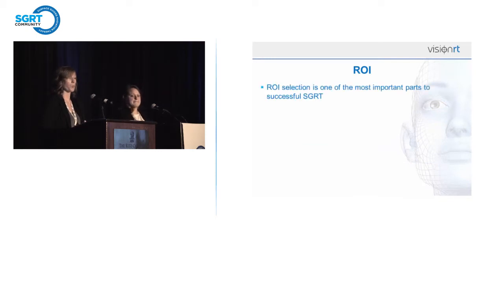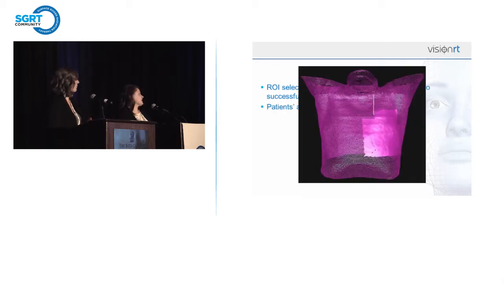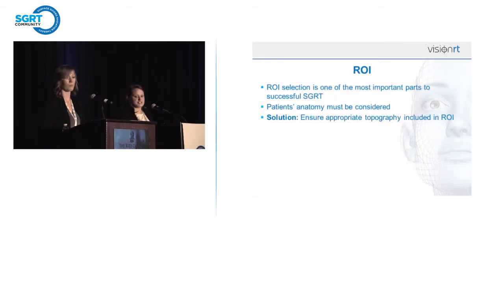Regions of interest. So region of interest selection is one of the most important parts to successful SGRT. A patient's anatomy must be considered. So for instance, again, our flat-chested patient, we don't have a whole lot of topography. So again, this ROI is probably not going to give us very good information, especially during our setup. We also might notice some issues during monitoring, and if we're doing any kind of ARC treatment, this ROI would not be sufficient. So our solution would be to ensure that we have appropriate topography included in that ROI.